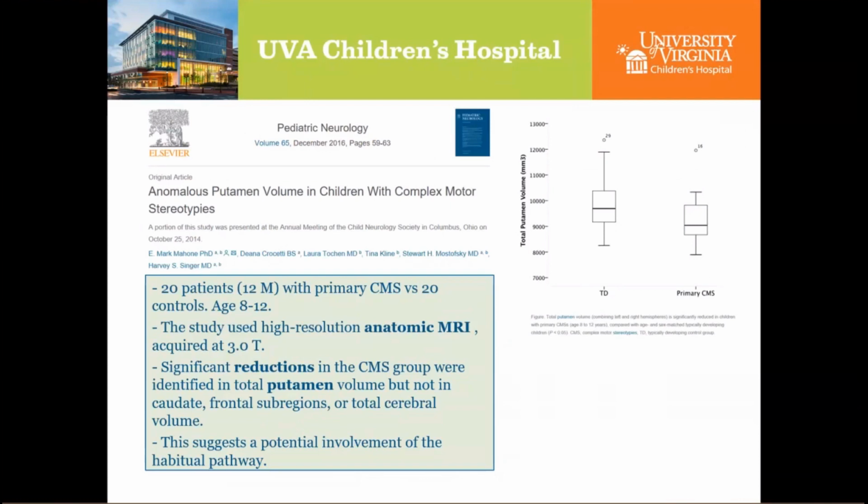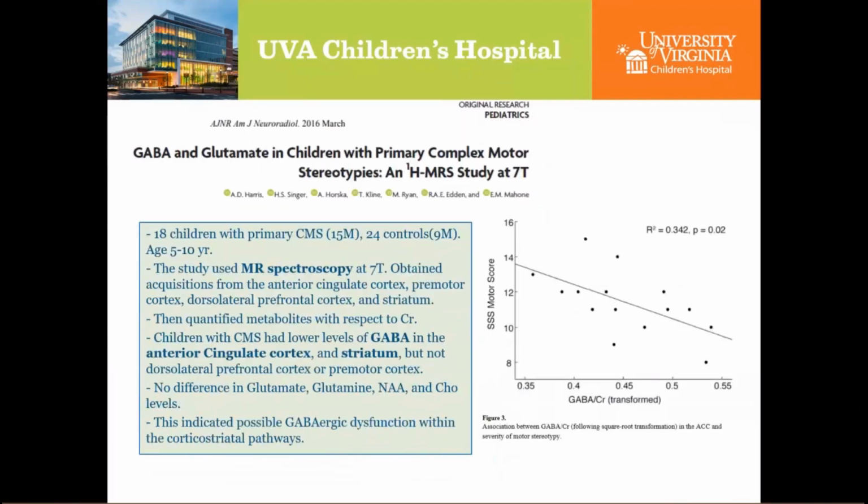And this study actually looked at the neurotransmitters. So it was from 2016. It examined 18 children with complex motor stereotypies. It used MR spectroscopy, and they showed that there is a lower level of GABA in the anterior cingulate cortex and the striatum. And when they looked at the other neurotransmitters, they did not see any difference between the patients with motor stereotypies and the controls. So they concluded that maybe there's a role for the GABA dysfunction in this condition, and again, pointing to the involvement of the circuits.